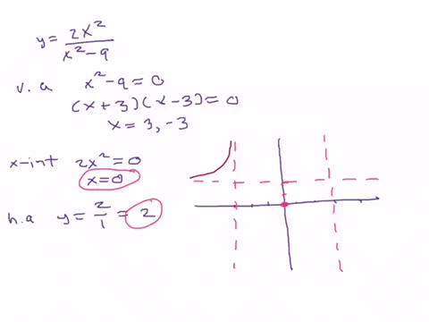I'm going to deal with the right-hand branch at the same time because it's going to be very, very similar in terms of logic. So again, there's a vertical asymptote here, there's a horizontal asymptote here. And there's no x-intercept. So the only thing this can possibly be doing is this.